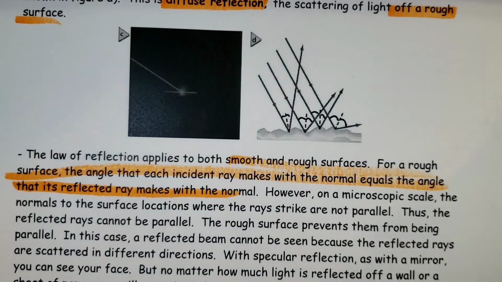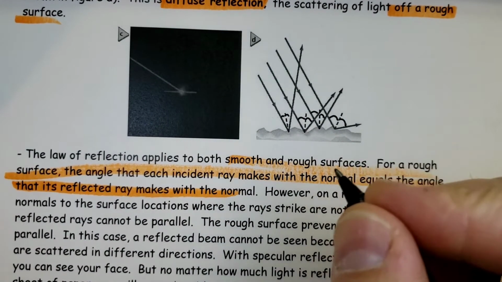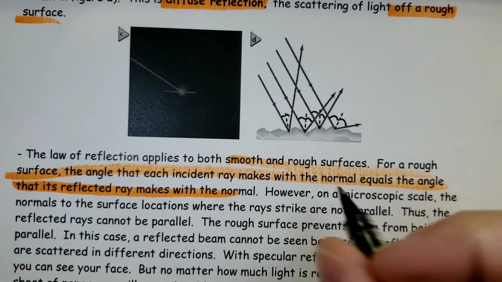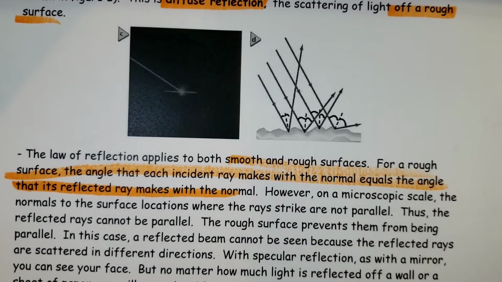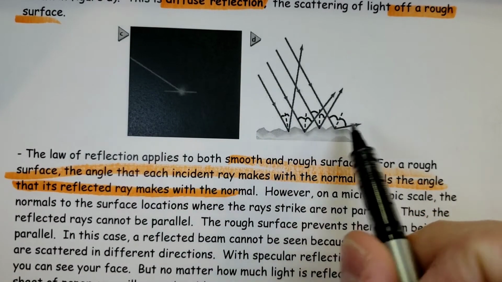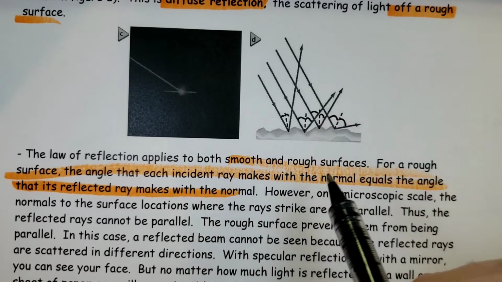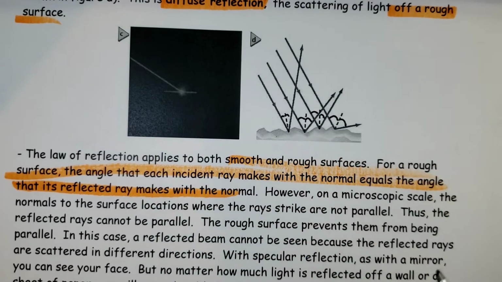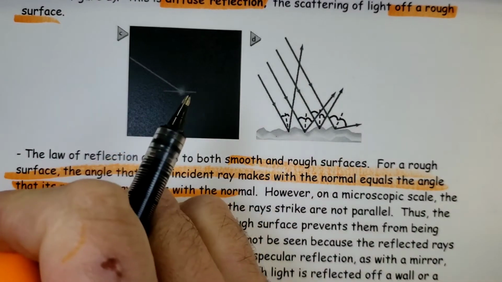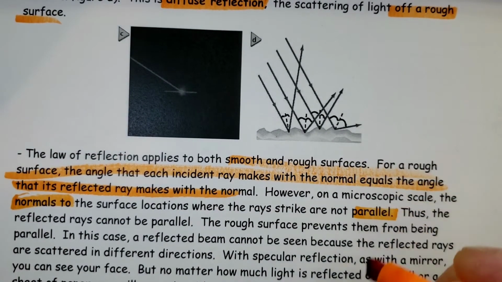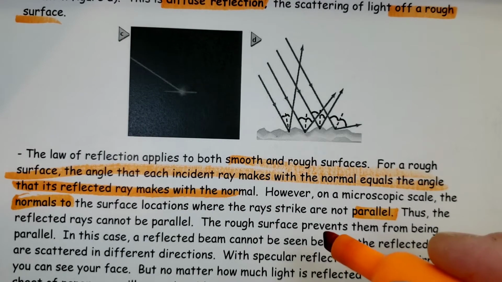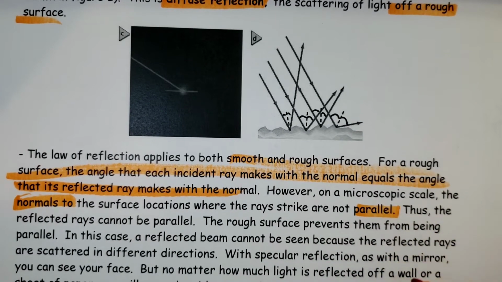So for each individual light ray, the law of reflection holds, but together, due to a rough surface, they don't necessarily have the same incident ray because of how they hit that rough surface. However, on a microscopic scale, the normals to the surface locations where the rays strike are not parallel. So normals are not parallel. Thus, the reflected rays cannot be parallel to each other. The rough surface prevents them from being parallel.